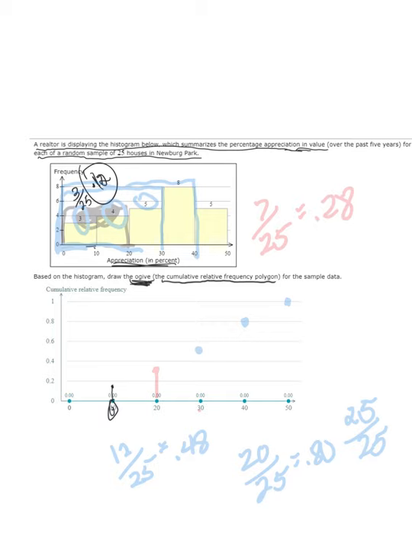So I'm going to have these dots. First one's always going to start at 0. Last one's always going to end at 1. And then you really got to find these dots in the middle. And then the ogive is just a connection of those dots. So it's a cumulative relative frequency polygon, or ogive.